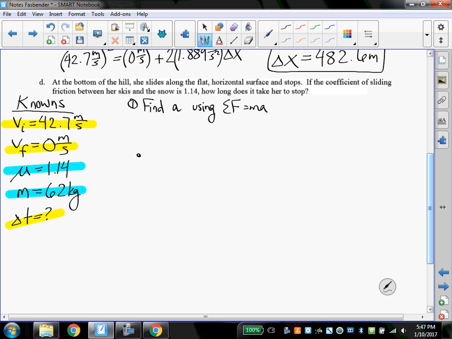So when she's slowing down, she's got a force of gravity pulling her down. She's got a normal force pushing her up. And since she's on horizontal ground, those two things can be the same. Now there's the force of friction between her skis and the snow, and as far as I can tell, that is the only force in the x direction. So when we write our net force equation, our unbalanced force is the force of friction, and so that has to equal ma.